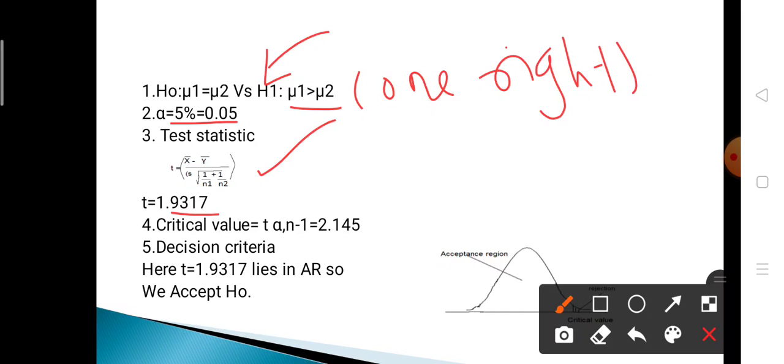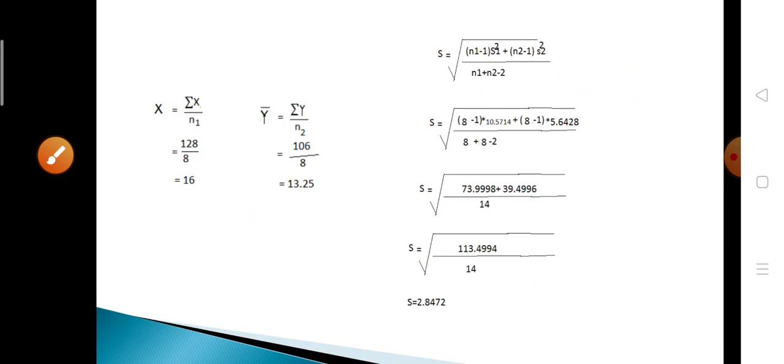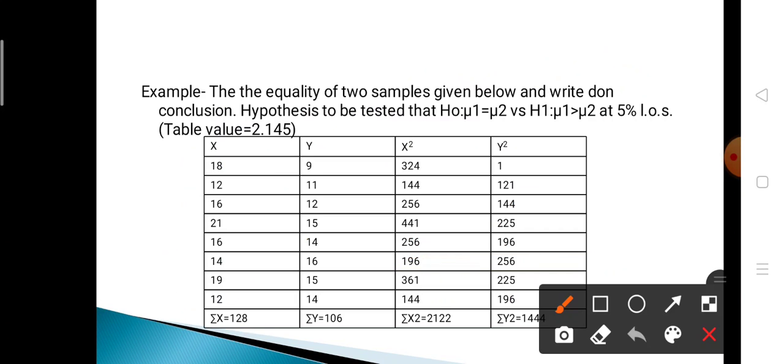And the value of the test statistic we calculated is 1.9317. And now the fourth step is to find the critical value or table value, and the table value given in the example is 2.145. Here the table value we are given is 2.145, alpha is 5%, and H0 mu1 is equal to mu2 versus H1 mu1 is greater than mu2, that is a one-sided right test.